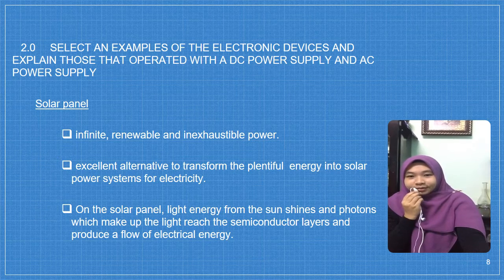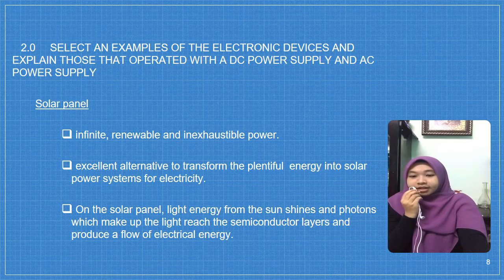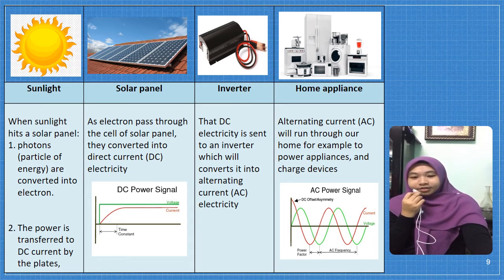Next, I will talk about the examples of electronic devices and how they operate in AC and DC power supply. So the example is the solar panel, an excellent alternative to transform plentiful solar energy into a power system for electricity. Next, this is the process of the solar panel in home appliances.